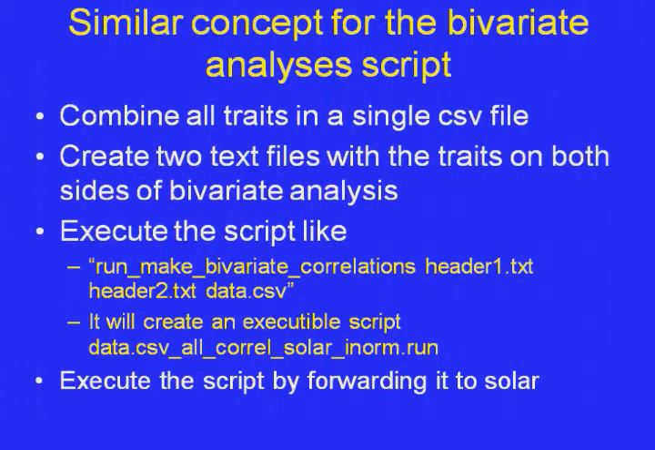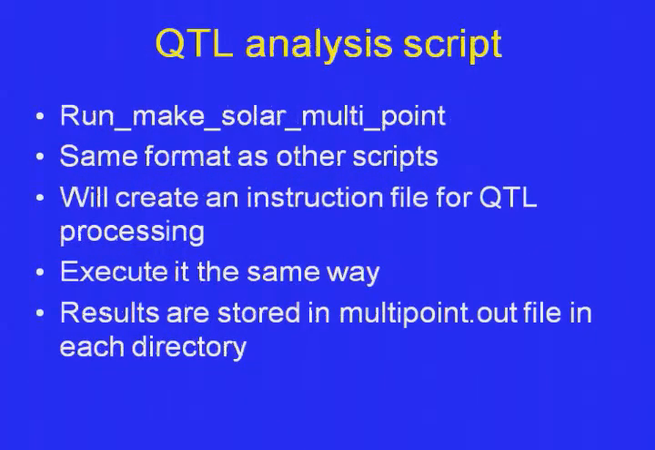A similar concept has been used for the bivariate analysis scripts, where you combine all traits in a single CSV file, then you create 2 text files with the traits on both sides of the bivariate analysis, and then you execute the script by providing the headers for the 2 sets of traits that you'd like to correlate, and forward it to Solar. A similar concept applies to the QTL analysis script.